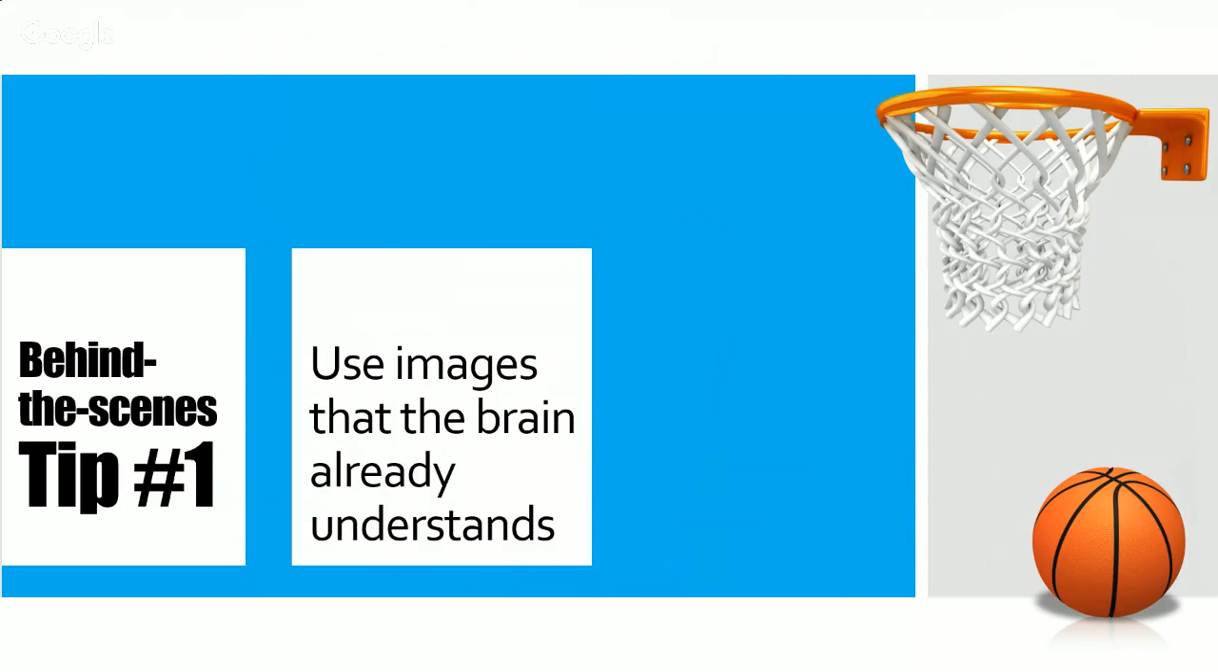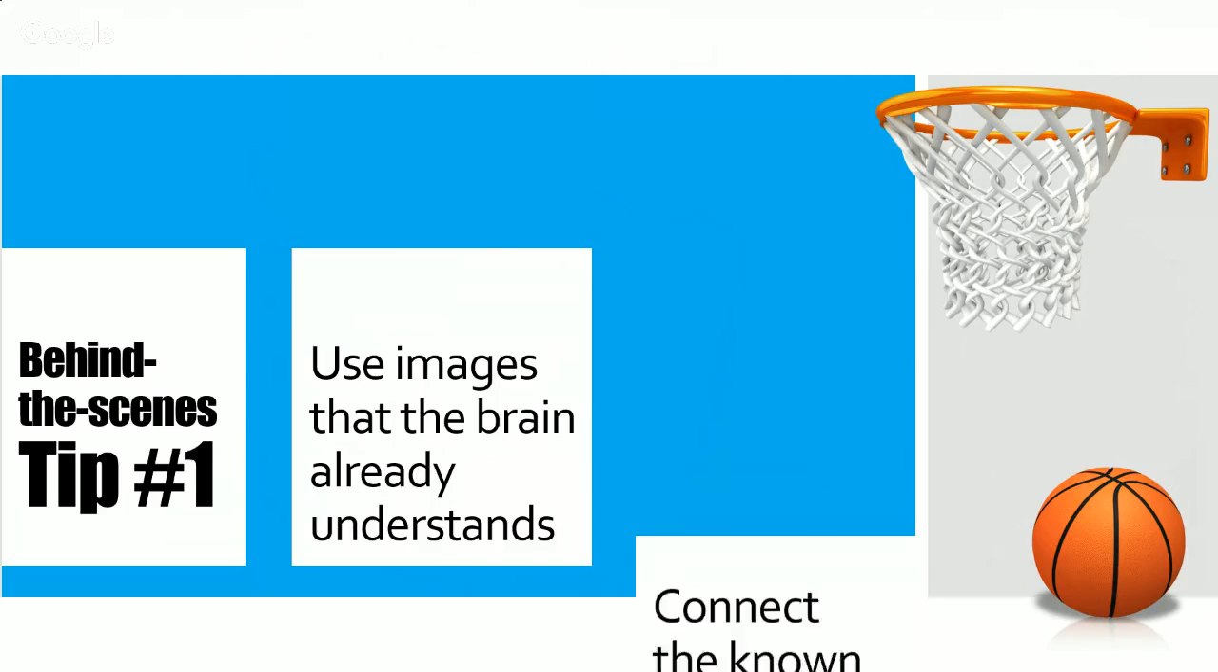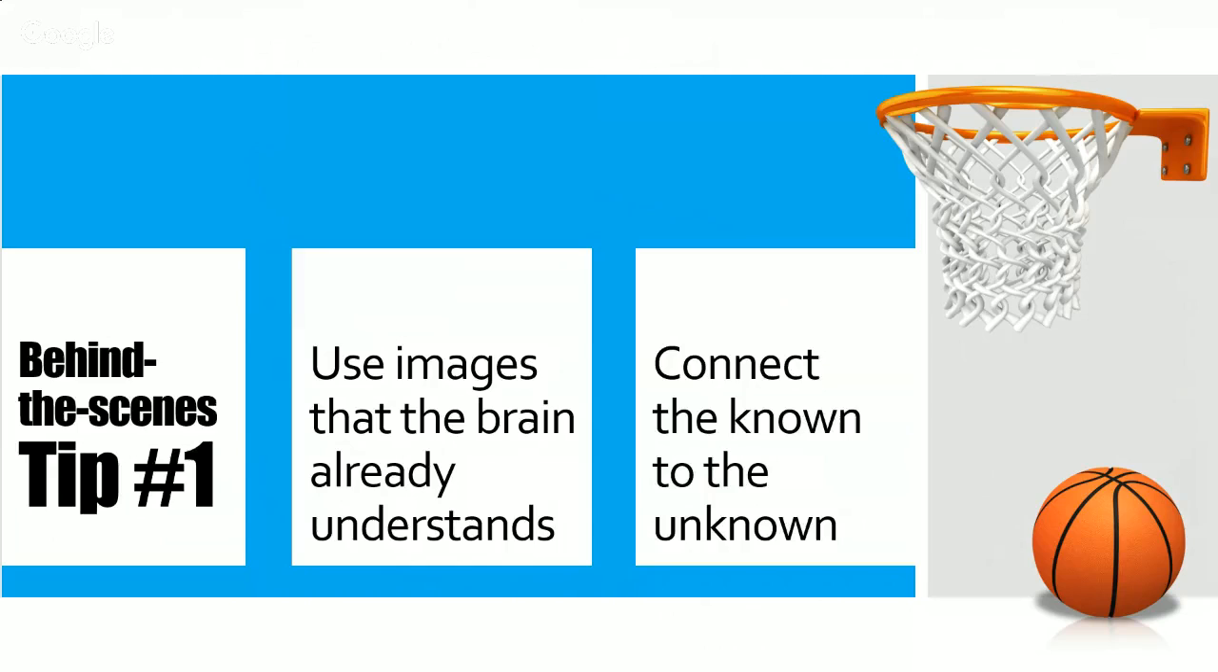If you use images that your audience's brain already understands, then it helps them to relate to the new information that you're trying to tell them. My sales trainer, Eric Lofholm, calls this connecting the known to the unknown. When you're trying to get people to agree with maybe something that you're telling them that they haven't thought about or haven't agreed with before, one way to help do that is by taking something they already do know and understand and using that to help them understand the new information.